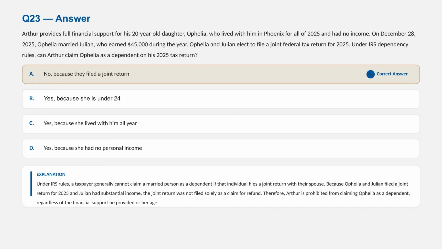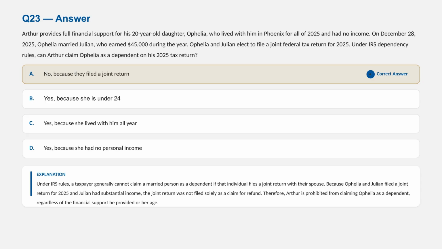The correct answer is A. No, because they filed a joint return. Under IRS rules, a taxpayer generally cannot claim a married person as a dependent if that individual files a joint return with their spouse. Because Ophelia and Julian filed a joint return for 2025 and Julian had substantial income, the joint return was not filed solely as a claim for refund. Therefore, Arthur is prohibited from claiming Ophelia as a dependent, regardless of the financial support he provided or her age.